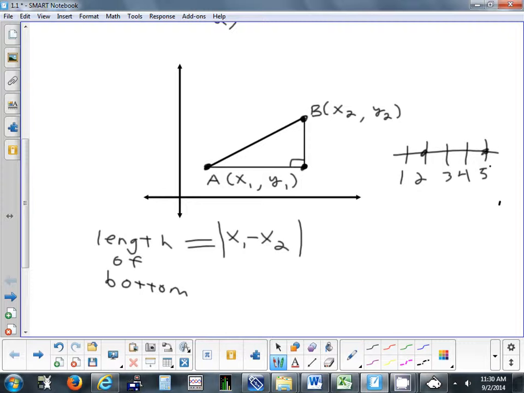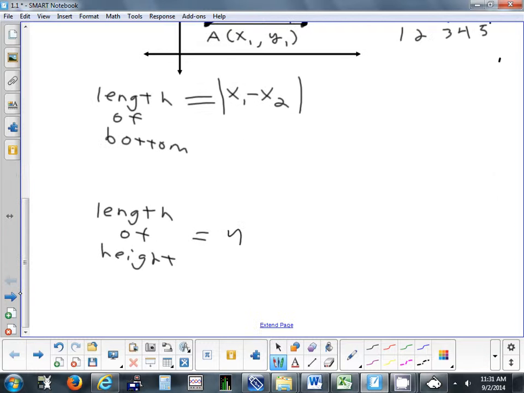Y2. It's y2. Okay, so think of it as a vertical number line. This is y1. This is y2. If I want the height between those two, I just subtract them. Same way. y1 minus y2. And that's the hard part. Now you just use the Pythagorean Theorem.